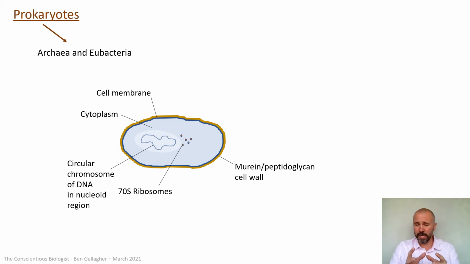But it's a murein or peptidoglycan cell wall, and for the same real purpose as a plant cell, that's to prevent it from bursting if it's in a watery environment. Water would move in by osmosis, but it can't burst the cell. It also gives a bit of strength and a bit of protection.